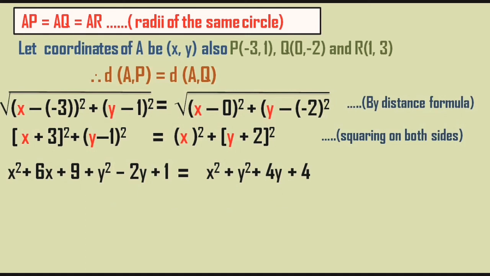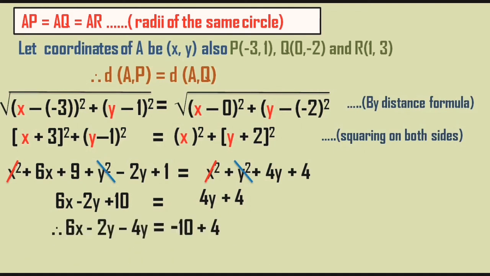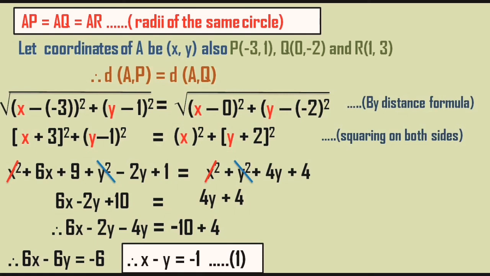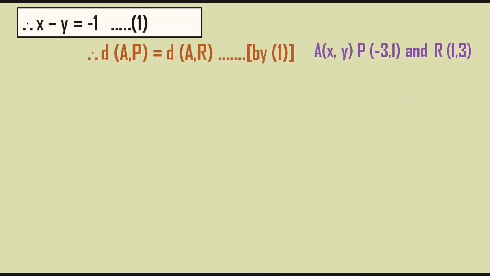striking out or cancelling all the like terms, you will get 6x minus 2y plus 10 equals 4y plus 4. The next part is to move all the numbers with letters on one side and numbers without letters on the other side. That will give you the equation 6x minus 6y equals minus 6. Now all the terms can be divided by 6, correct? The moment you divide, we are left with x minus y equals minus 1, and that is our first equation.